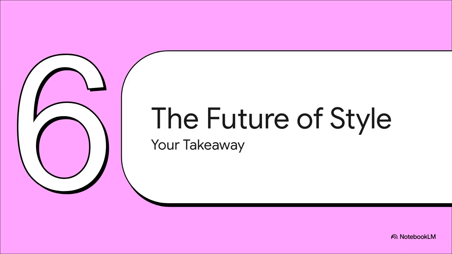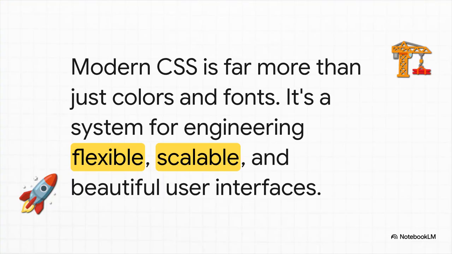All right, let's zoom out and put all these pieces together. What does this all mean for the way we build things for the web today? So I think the big takeaway here is that CSS has well and truly grown up. It's not just a simple language for painting by numbers anymore. It has become a genuine engineering discipline with its own principles of architecture, modularity, and even a bit of logic, all designed to solve the very real challenges of the modern web.